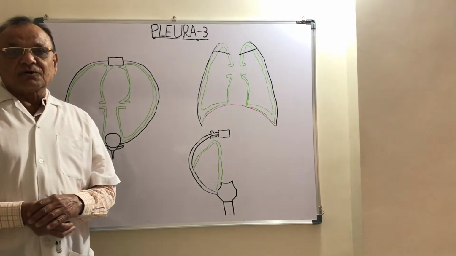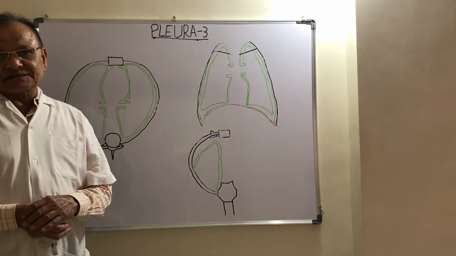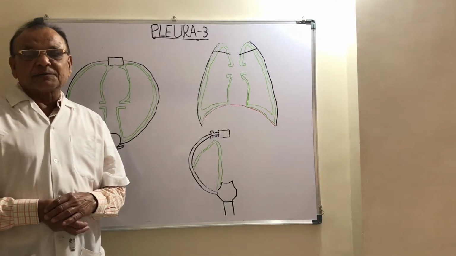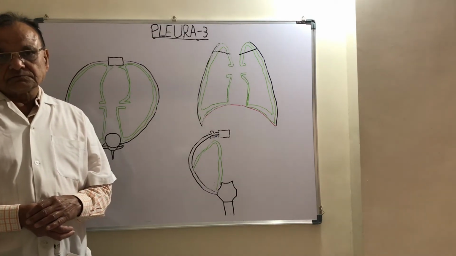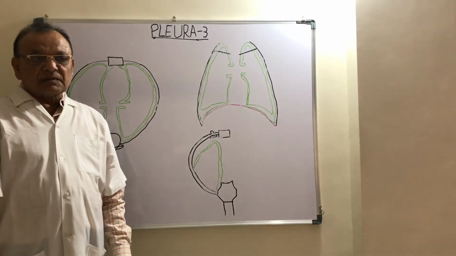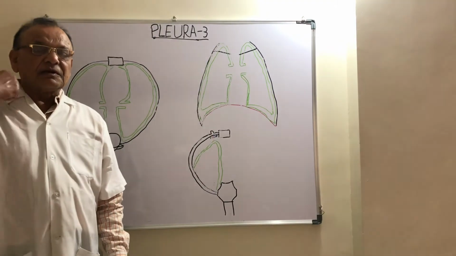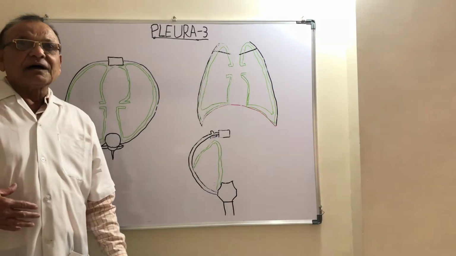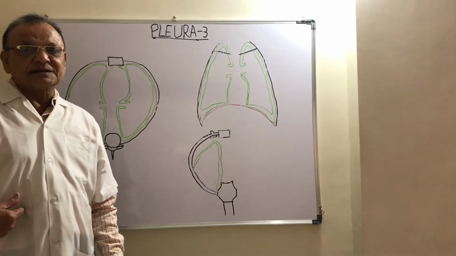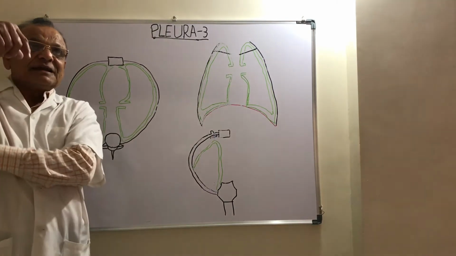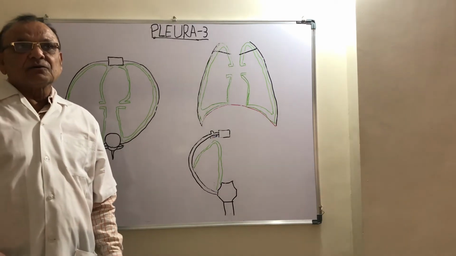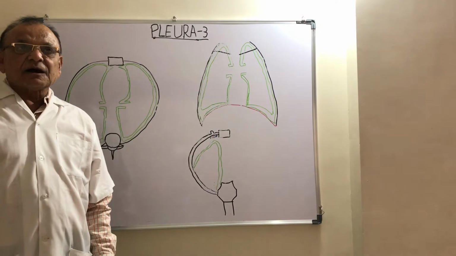Now, the first recess is called the costodiaphragmatic recess. So first we will see the costodiaphragmatic recess. You know that in the last lecture I told that in the mid-clavicular line, the costal pleura extends up to the 8th rib. In the mid-axillary line, the costal pleura extends up to the 10th rib, and in the mid-scapular line, the costal pleura extends up to the 12th rib.